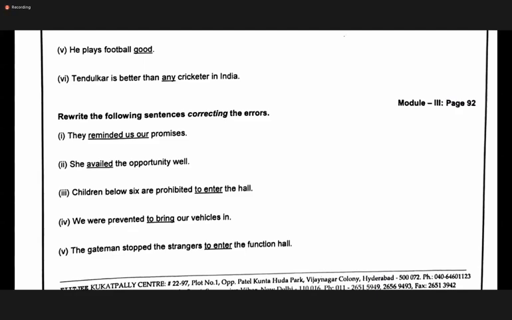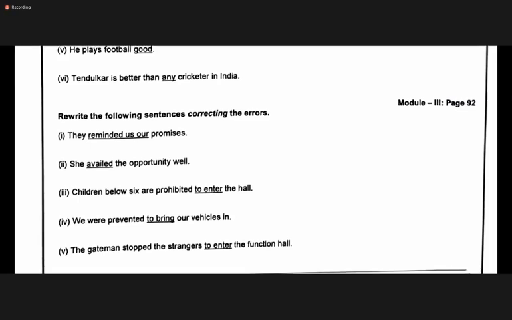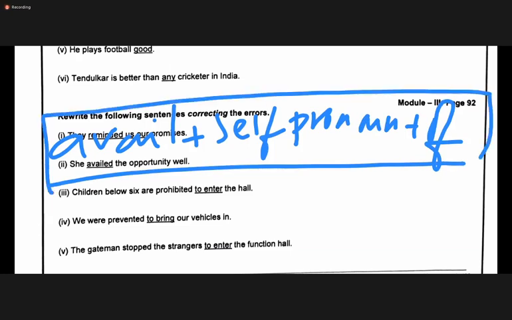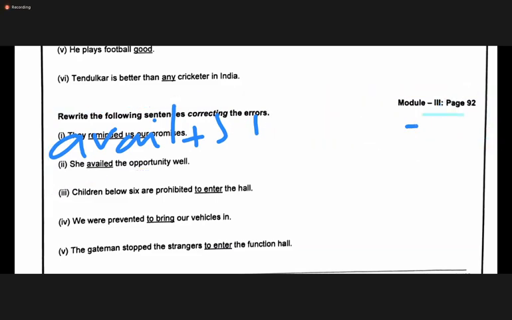They reminded us of our promises. Preposition should be there. They reminded us of our promises. Next, second one. She availed the opportunity well. I have explained this. Avail must be followed by a self pronoun plus the preposition of. This is the usage of the verb avail. Tell me the answer. Availed herself of. Yes, she availed herself of the opportunity well.